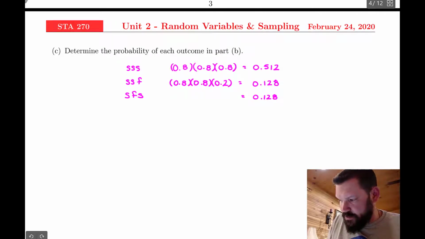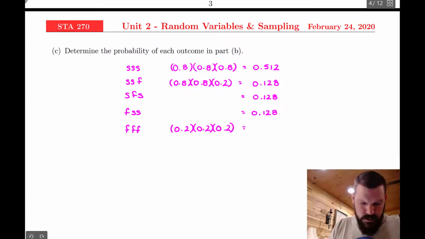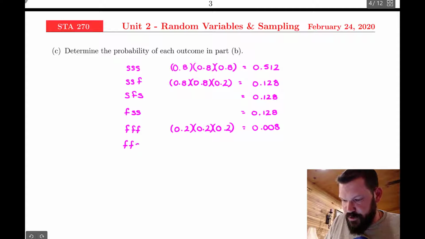And then our next one is a failure, a success, a success. So it's 0.2 times 0.8 times 0.8, 0.128. Then we have the probability that all three are failures. So that's 0.2, 0.2, 0.2. And we get 0.008. Then we move on to where we have two failures and a success.